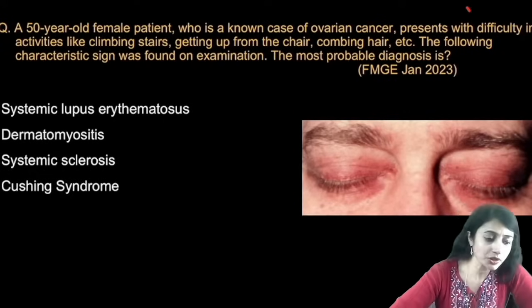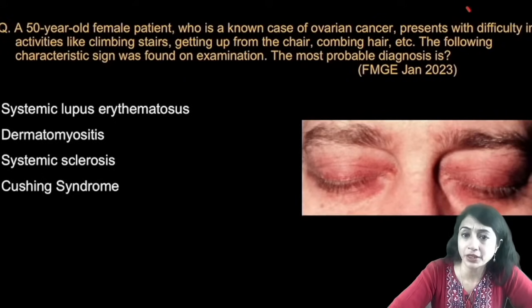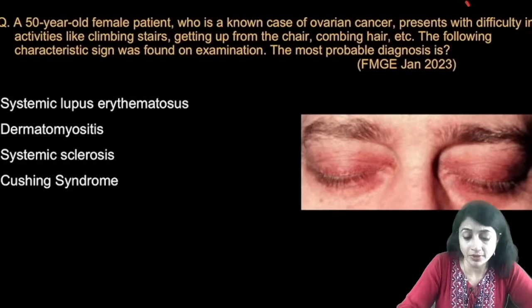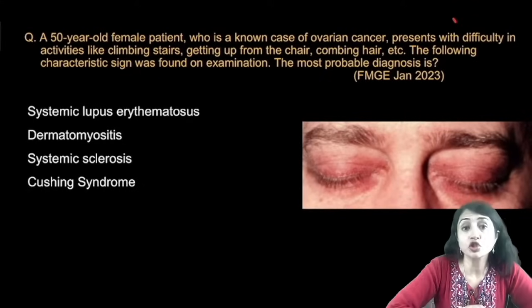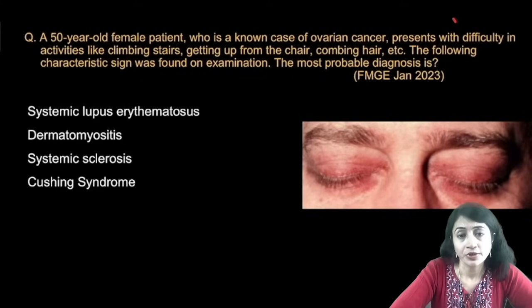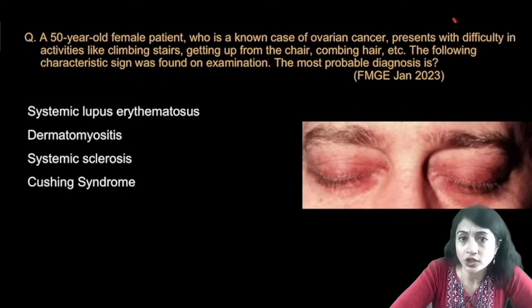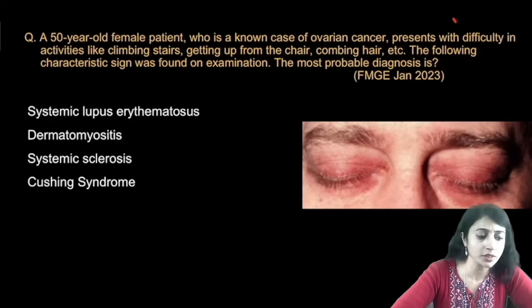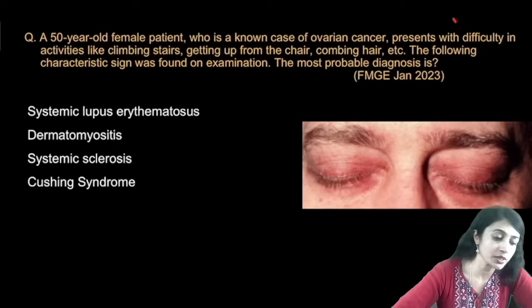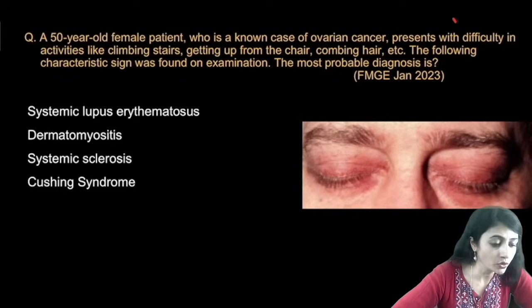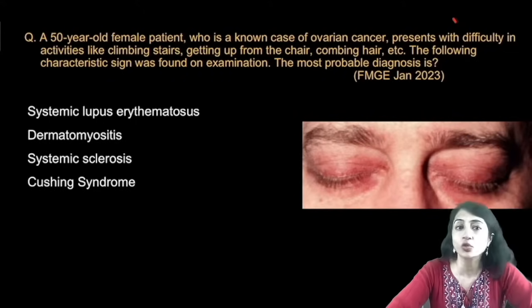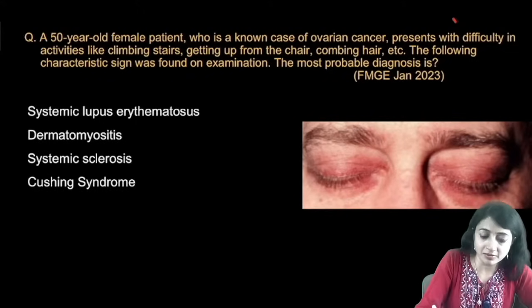So the first question: a 50-year-old female patient, a known case of ovarian cancer, presents with difficulty in activities like climbing stairs, getting up from chair, combing hair, etc. There is an image given, and you've been given that there is a characteristic sign found on examination. So what is the most probable diagnosis? So very good, all of you. Dr. Swati, Pradeep, Brinda, Isha, Dr. Priyanka, you're all right. The answer is dermatomyositis.